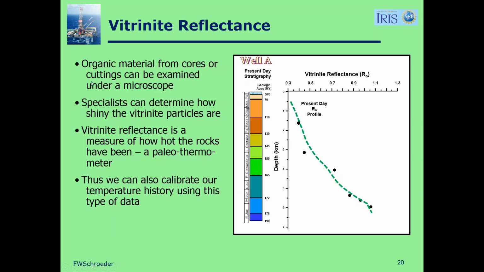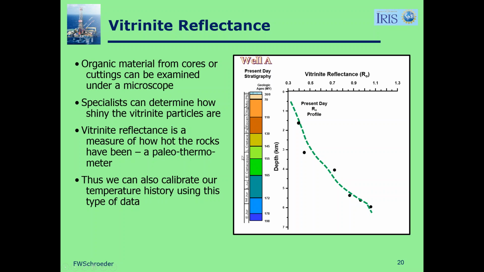The other thing I can look at is what's called vitrinite reflectance. The organic material is looked at by people under a microscope. They look at how shiny the vitrinite particles are; you can kind of think maybe of coal as an example, how shiny a piece of coal might be. That has a scale that the people that specialize in these measurements know, and these can form paleothermometers.